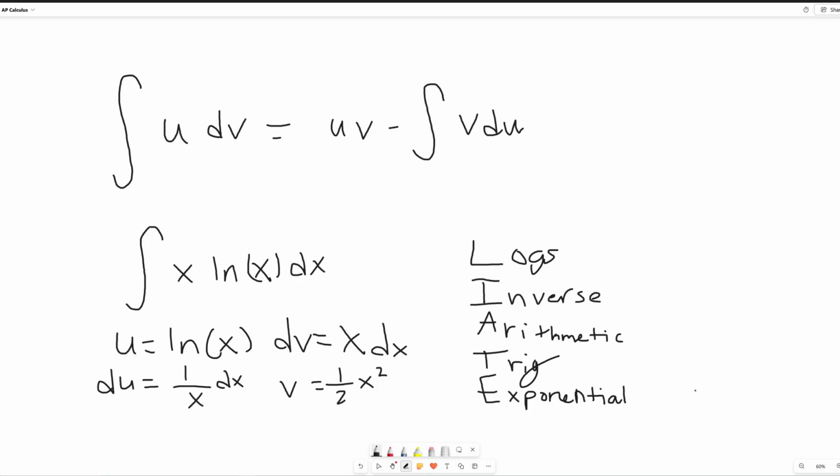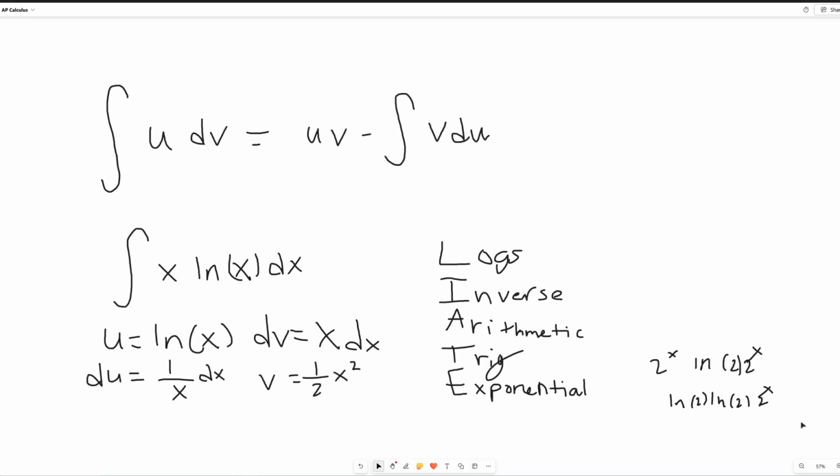Because, think about it, you're never going to be able to reduce an exponential to 0. Same with trig. That's why trig and exponential are at the bottom, because however many times you integrate e to the x, you're going to get e to the x. If you integrate 2 to the x, you get 2 to the x over ln 2, and then you get 2 to the x over ln 2 squared. So however many times you take the integral or derivative, you're not going to be able to reduce that. So that's why you have this rule.